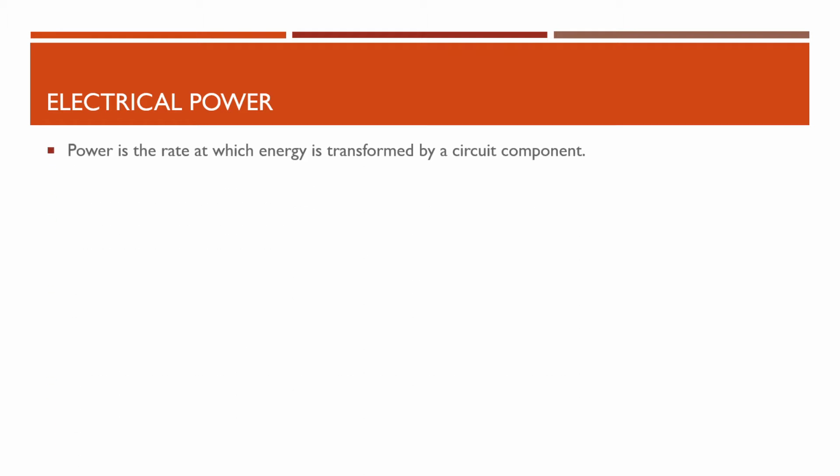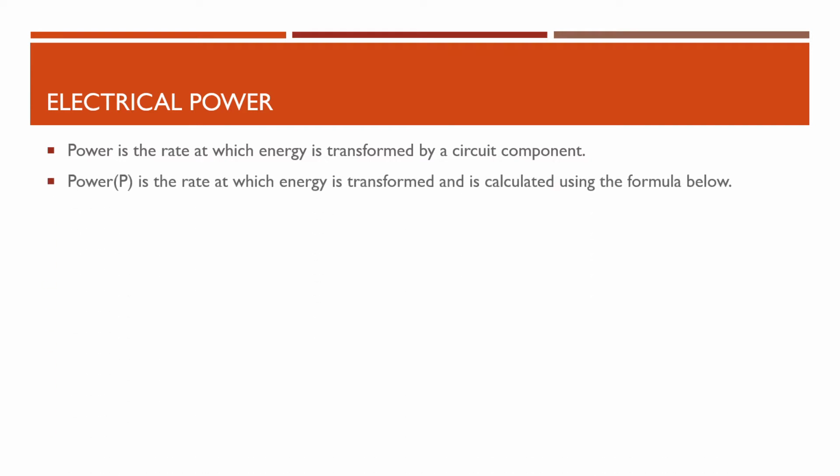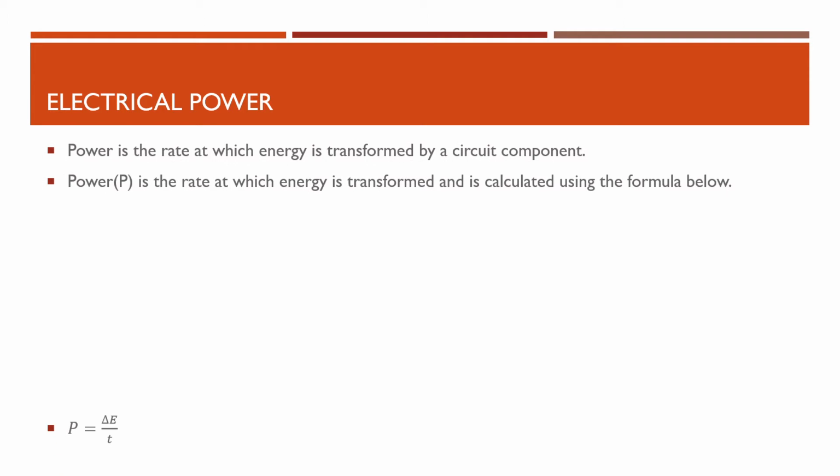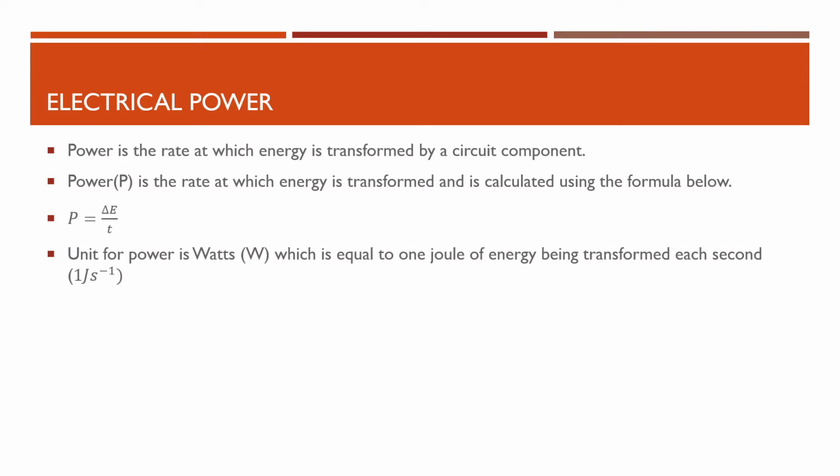So let's keep looking into it. Power is the rate at which energy is transformed by a circuit component. Power P is the rate at which energy is transformed and is calculated using the formula below. So we use W over T, but we can also use delta E over T. So P can also be delta E over T. The unit for power is watts. This is what you write in the units column, which is equal to 1 joule of energy being transformed each second. So it's 1 joule per second.